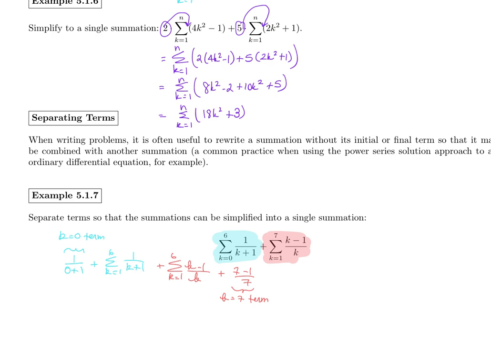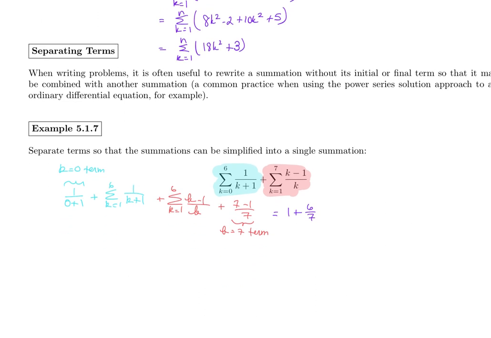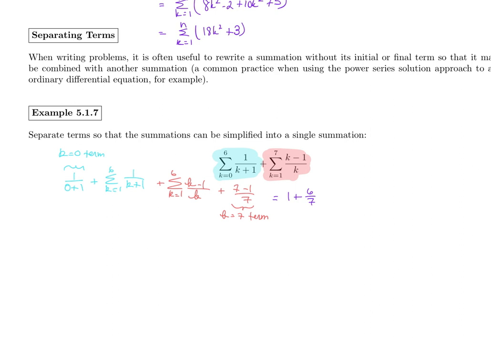So what happens when we do that? We end up with 1 over 0 plus 1, which is 1 over 1, so we just get 1. And I have to bring that k equals 7 term back here. 7 minus 1 is 6 over 7. I'm just going to put those two like terms together. And then we're going to add to it this sum from k equals 1 to 6 of 1 over k plus 1 plus k minus 1 over k.